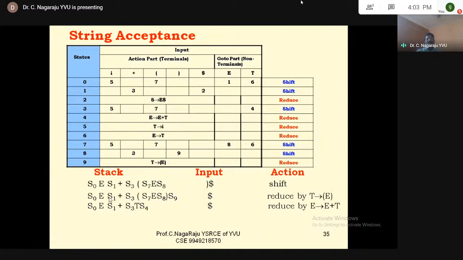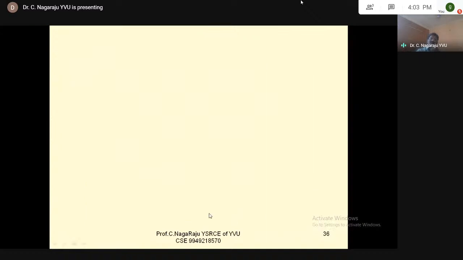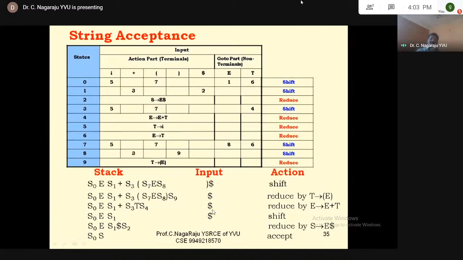So finally, you can do like this, right? So finally you can get the value of this, and finally whenever you find the dollar symbol, here is dollar. So when you find the dollar symbol pushed onto the stack, then the input is accepted. So this is the procedure.